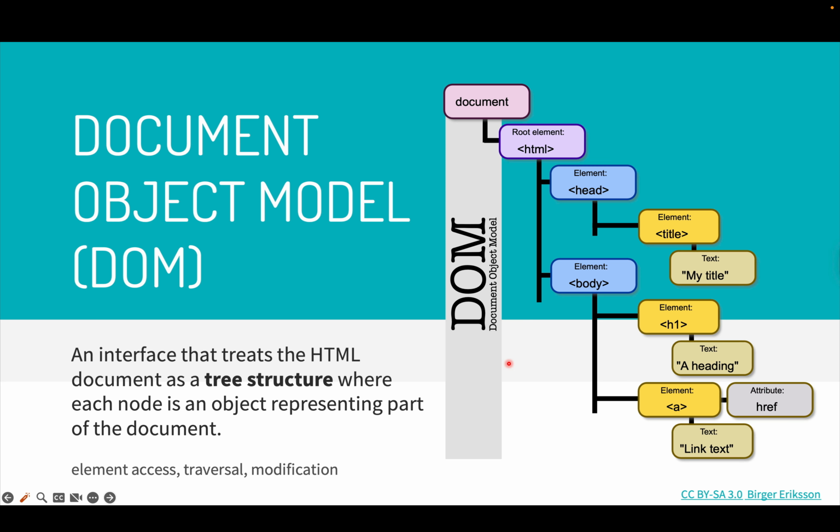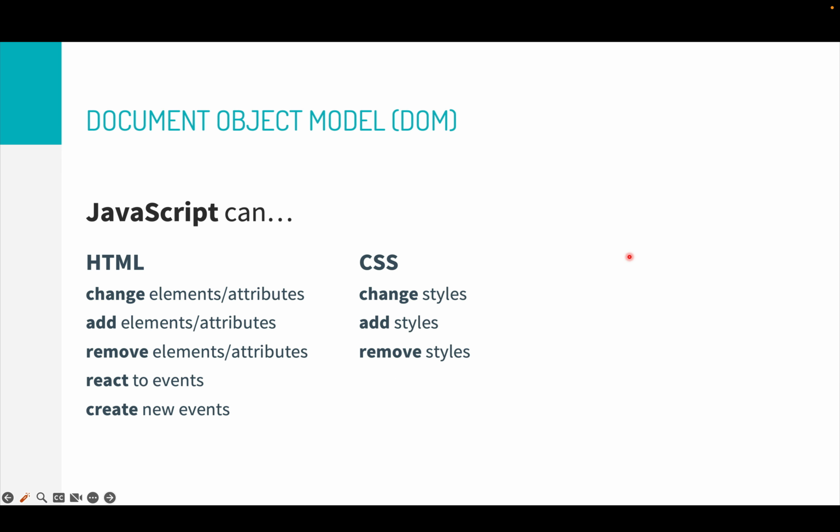We can also modify this tree and actually make changes to the page. So we can make it so that the page that the user sees is not the page that they loaded from our web server. We're going to generate a new version of the page by adding, removing, or editing the nodes on that tree. So summing this up again, JavaScript can change, add, and remove HTML. It can change, add, and remove CSS. We can also react to events and create new events that happen on the page.